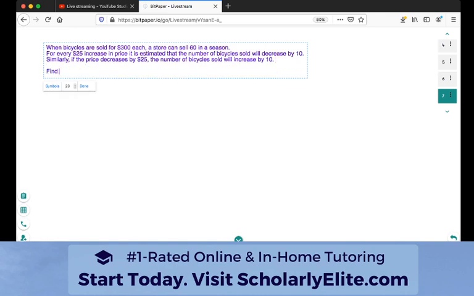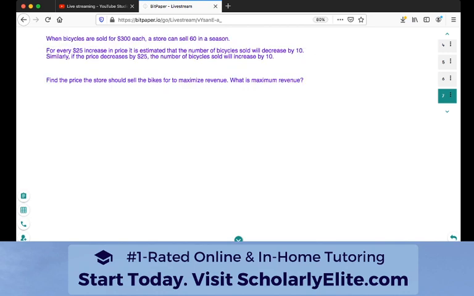So the question that they're asking is, find the price the store should sell the bikes for to maximize revenue. What is the maximum revenue? Alrighty guys, so there are a lot of moving pieces in this question. Let's just take a look here.